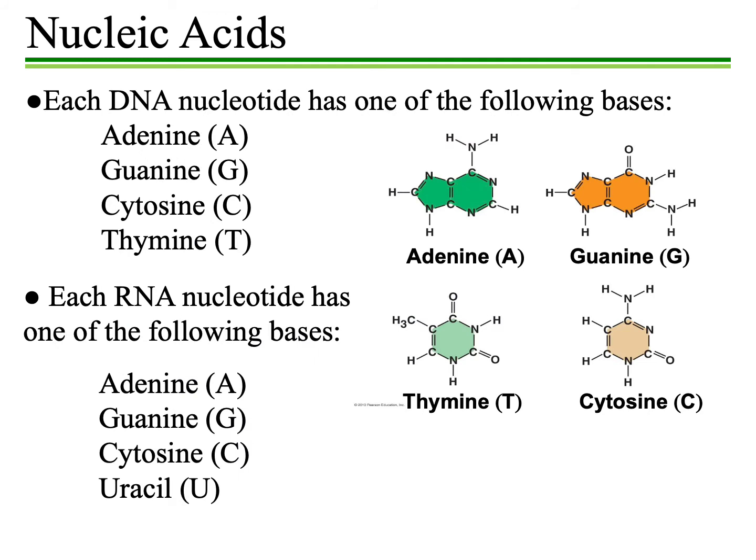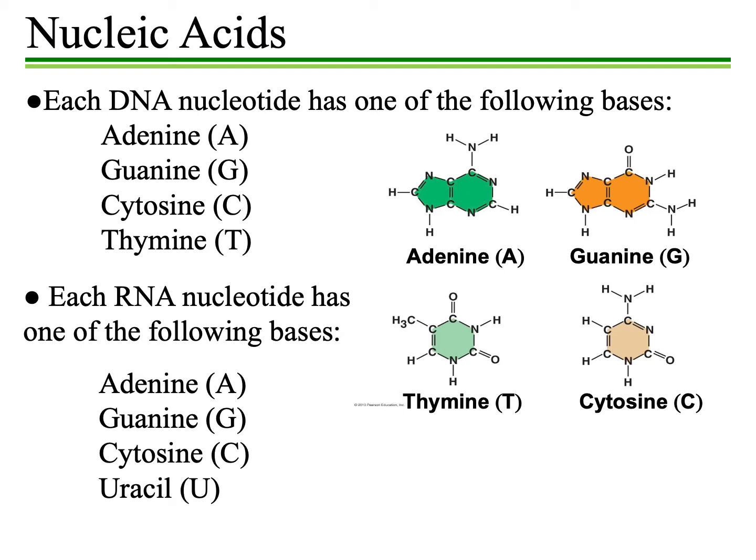Every single nucleotide will also have a nitrogen-containing base, and you can go back to the previous slide to review the position of that nitrogen-containing base. What I want to highlight with this particular slide is that for DNA nucleotides, there are 4 distinct bases that can be found: adenine, abbreviated with an A, guanine, abbreviated with a G, cytosine, abbreviated with a C, and thymine, abbreviated with a T.